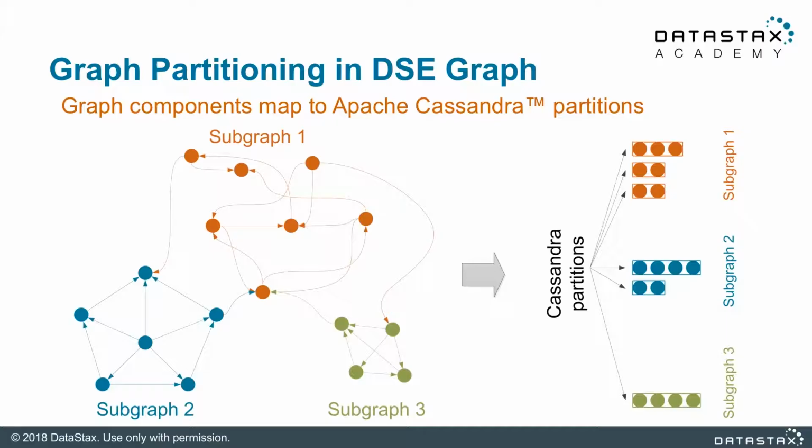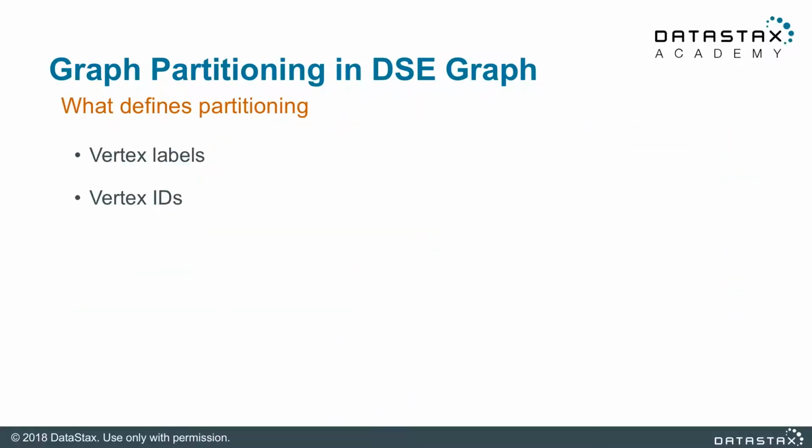This is because of the way DSE Graph projects the graph model onto Cassandra. In this diagram, we're looking at an oversimplified example to illustrate the concept of how graph partitioning is applied to Cassandra and DSE Graph. You can see in this diagram, each colored subgraph maps to each partitioning schema within Cassandra. In this example, we see 3 different subgraphs represented by 3 different colors. And we see how those subgraphs map onto Cassandra by the groupings of partitions using the same colors on the right. You can control partitioning in DSE Graph by carefully choosing vertex labels and Vertex ID design.